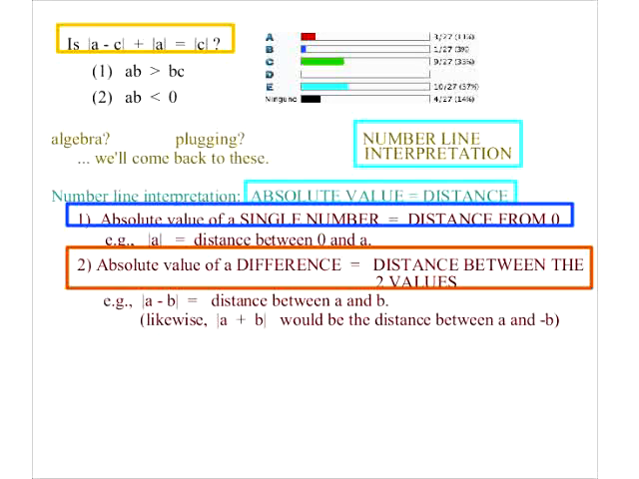So let's keep these things in mind when we interpret these things. Statement 2, let's use, that's a little bit easier because there's no mention of C. What does AB less than 0 mean?